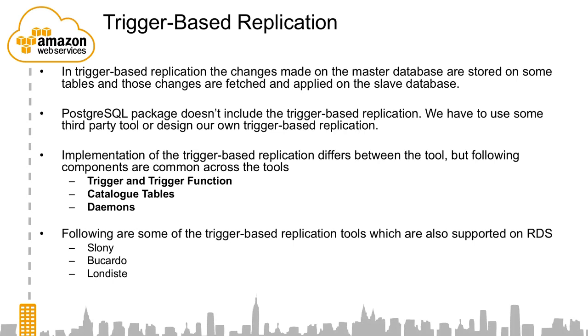But all these tools mostly use triggers. They will install the triggers on the tables, and these triggers will store the changes in some tables, and there will be a daemon running on some EC2 machines or some other on-premises machines, which keeps on polling these catalog tables and then replicates the changes to the other database.